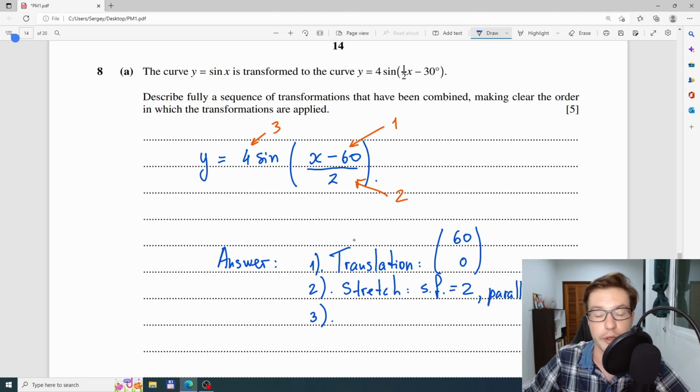Then for the third step, we're going to have a stretch parallel to the y-axis because all y values are multiplied by 4. So it's going to be a stretch. Stretch factor equals 4, and it's parallel to the y-axis.